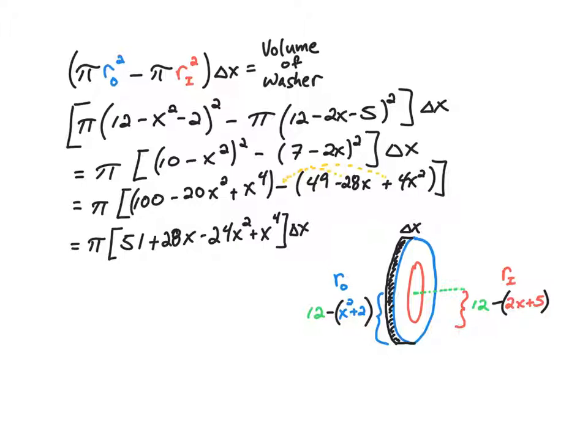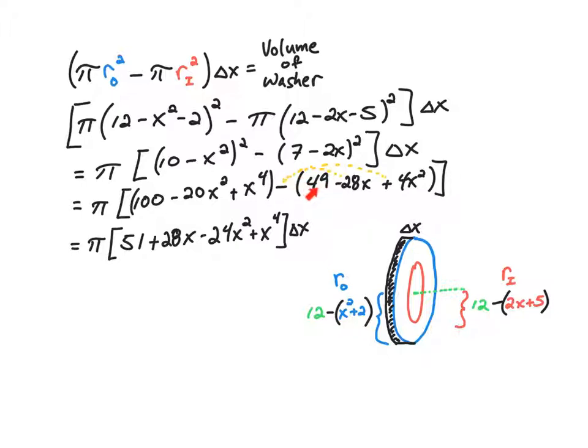So then if I square this, I'll have 10 times 10 is 100. Then the inner terms will be minus 10x squared, which is a minus 20x squared, and then a minus x squared times minus x squared gives us a plus x to the fourth. I'm assuming at this point in a calculus class that you know how to FOIL out a binomial. And then similarly, 7 times 7 is 49, minus 14x is minus 28x, and minus 2x times minus 2x is plus 4x squared. And then I'm going to distribute this minus 1 into this quantity here.